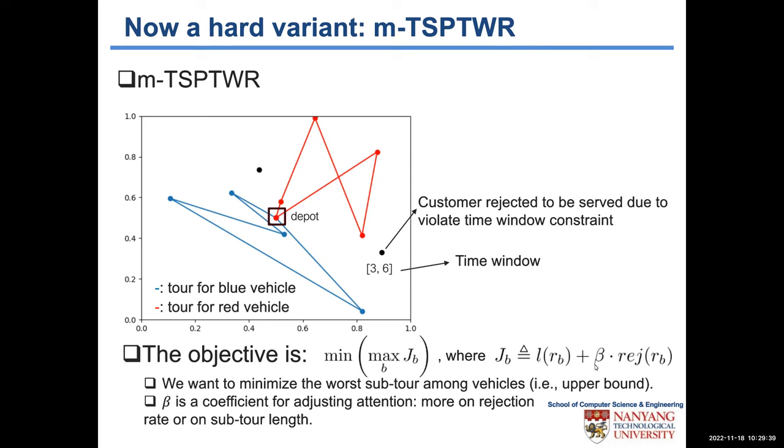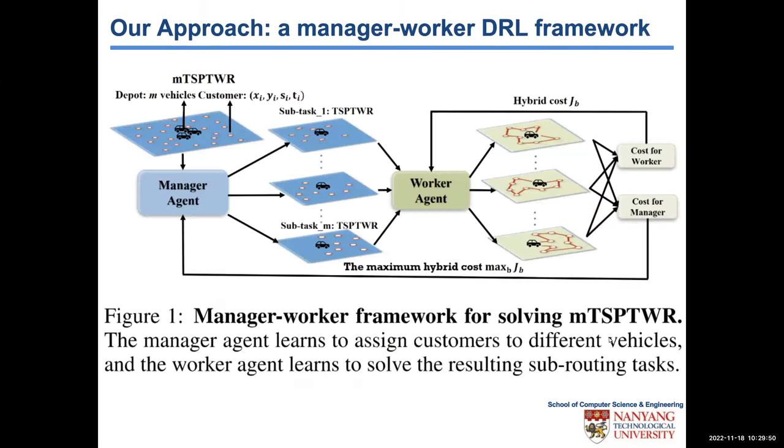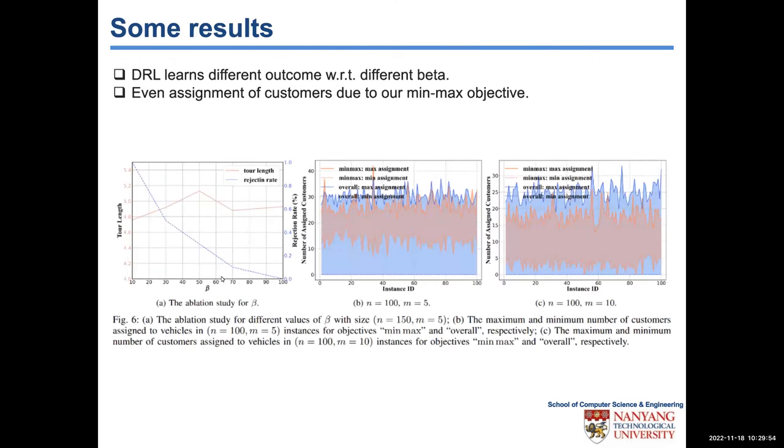So we want to do an ablation study on beta to see whether this learning outcome can be successfully learned using different values of beta. Here are our experiment results. As the value of beta increases, we can see that the rejection rate is decreasing because we want to serve as many customers as possible. At the same time, because we serve so many customers, the tour length is increasing, right? Because we need to spend more fuel or other costs to travel such long distances. So this is the influence of parameter beta.